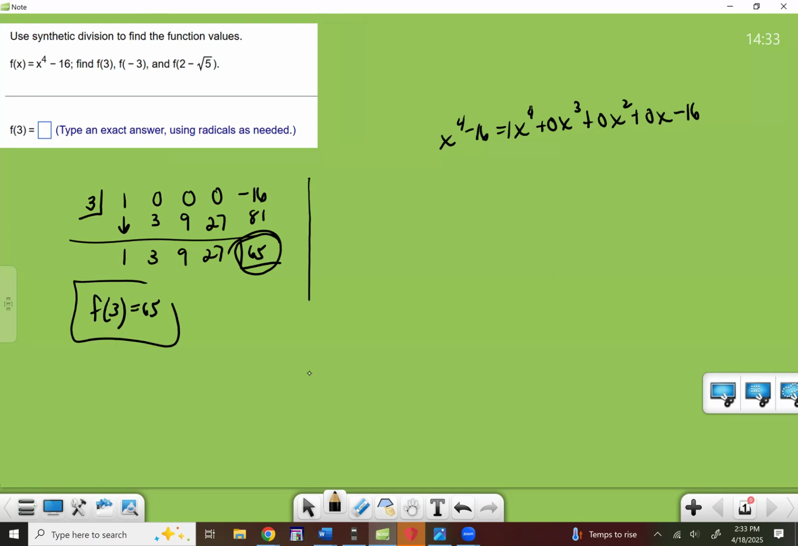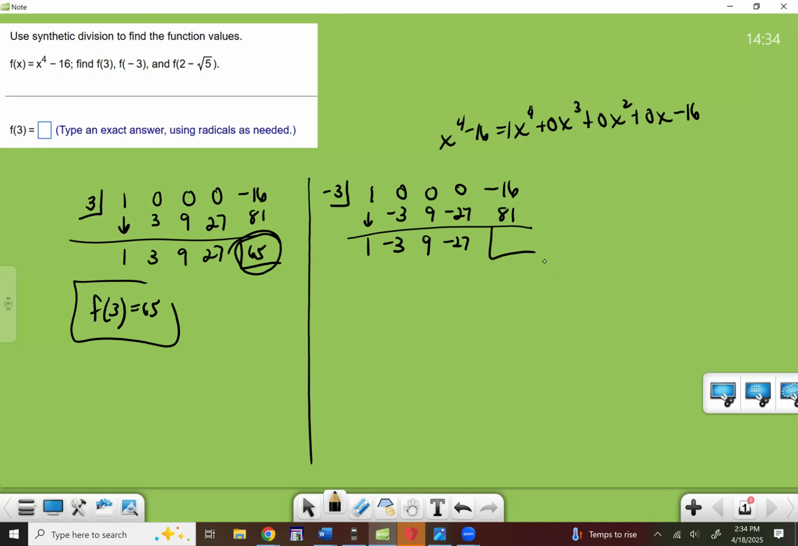All right, then we would try the same thing, but this time with negative 3. So negative 3 times 1 is negative 3. Add downward. A negative times a negative is going to make this a positive 9. 0 plus 9 is 9. Negative 3 times 9 is negative 27. And 0 plus negative 27 is still negative 27. And a negative times a negative is a positive, which gets us the exact same math as last time. So this is also going to be 65.